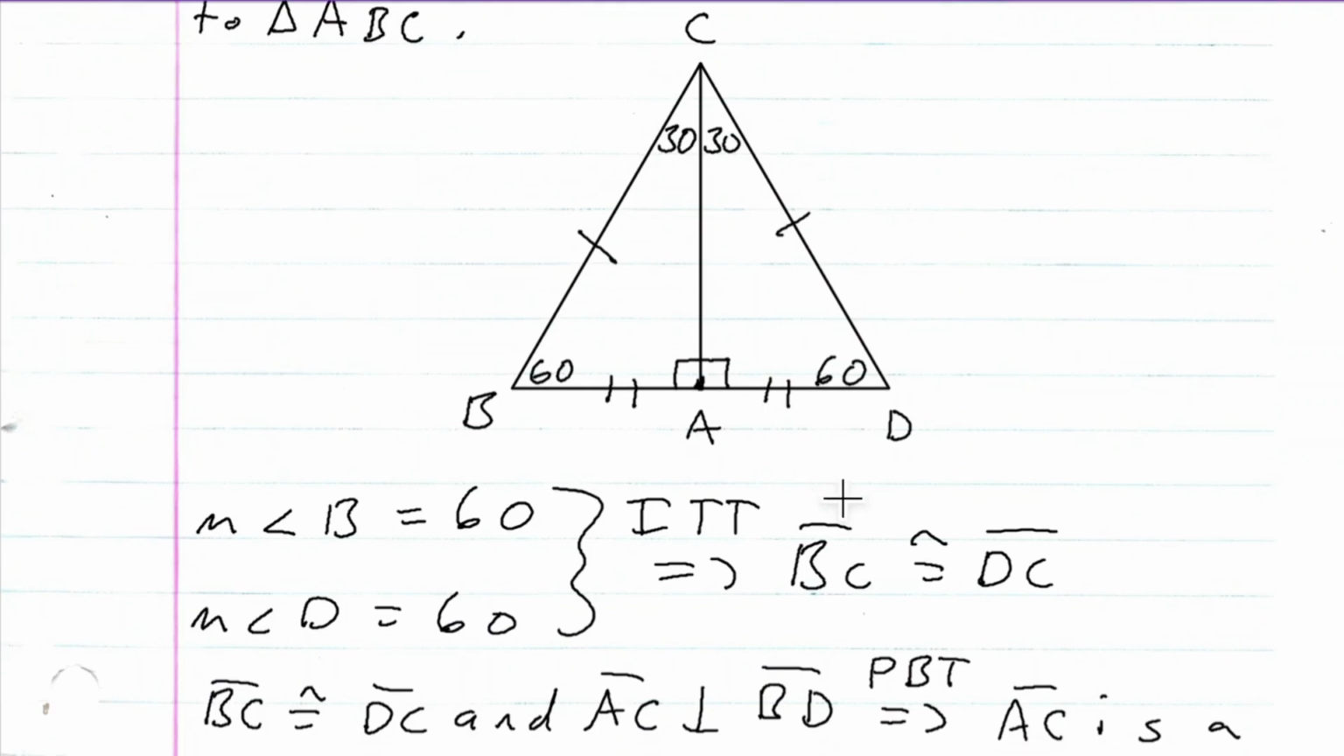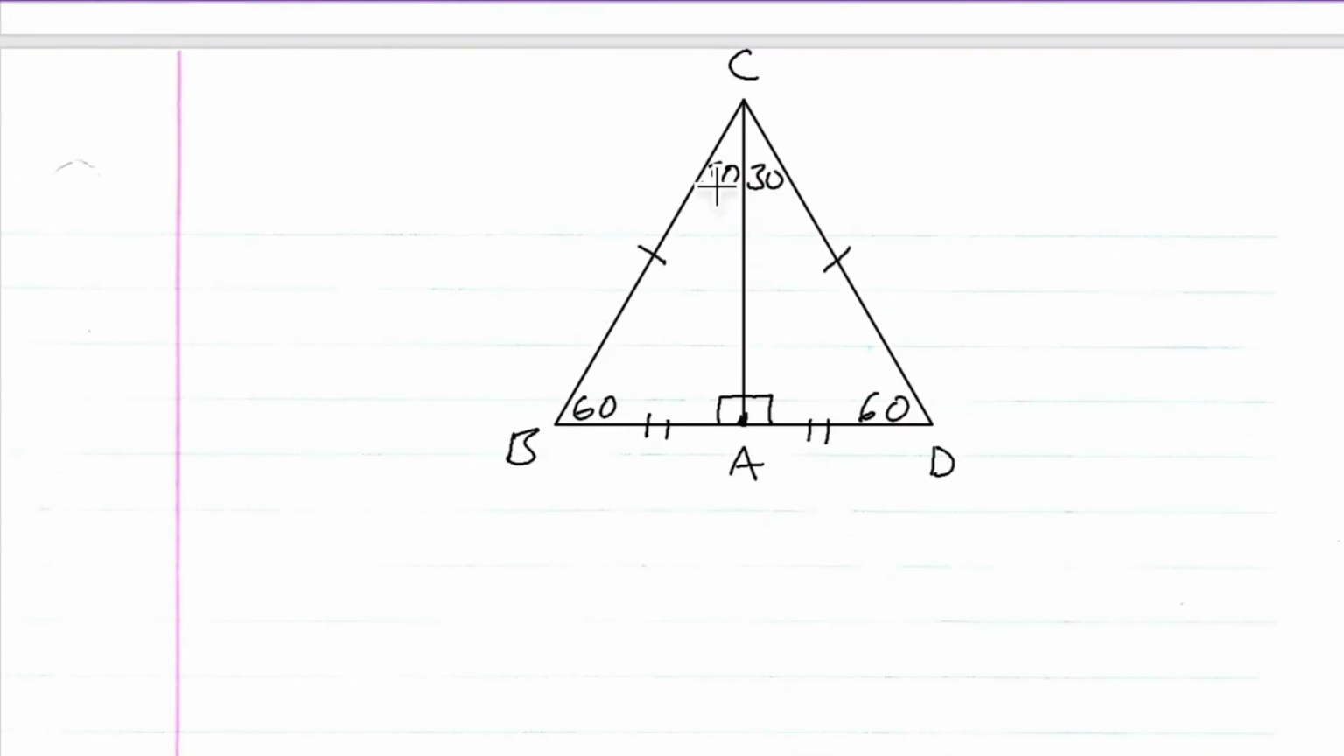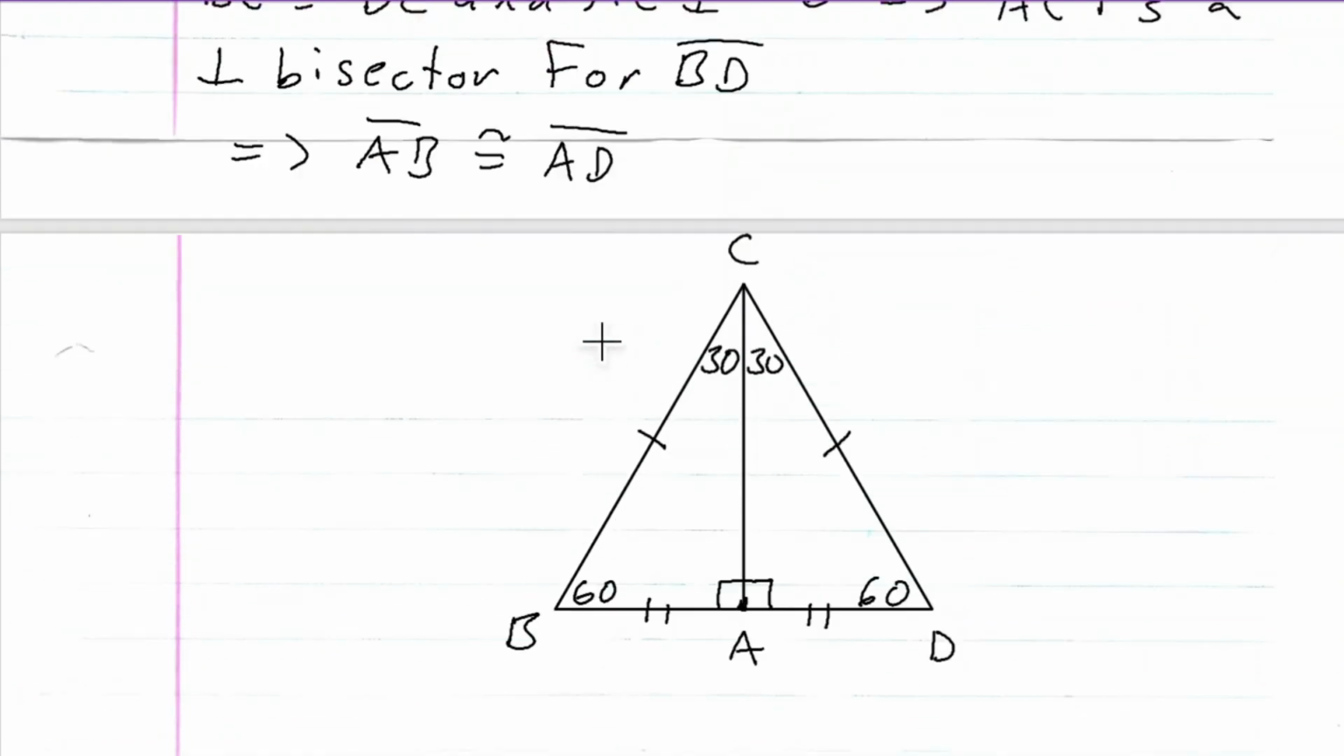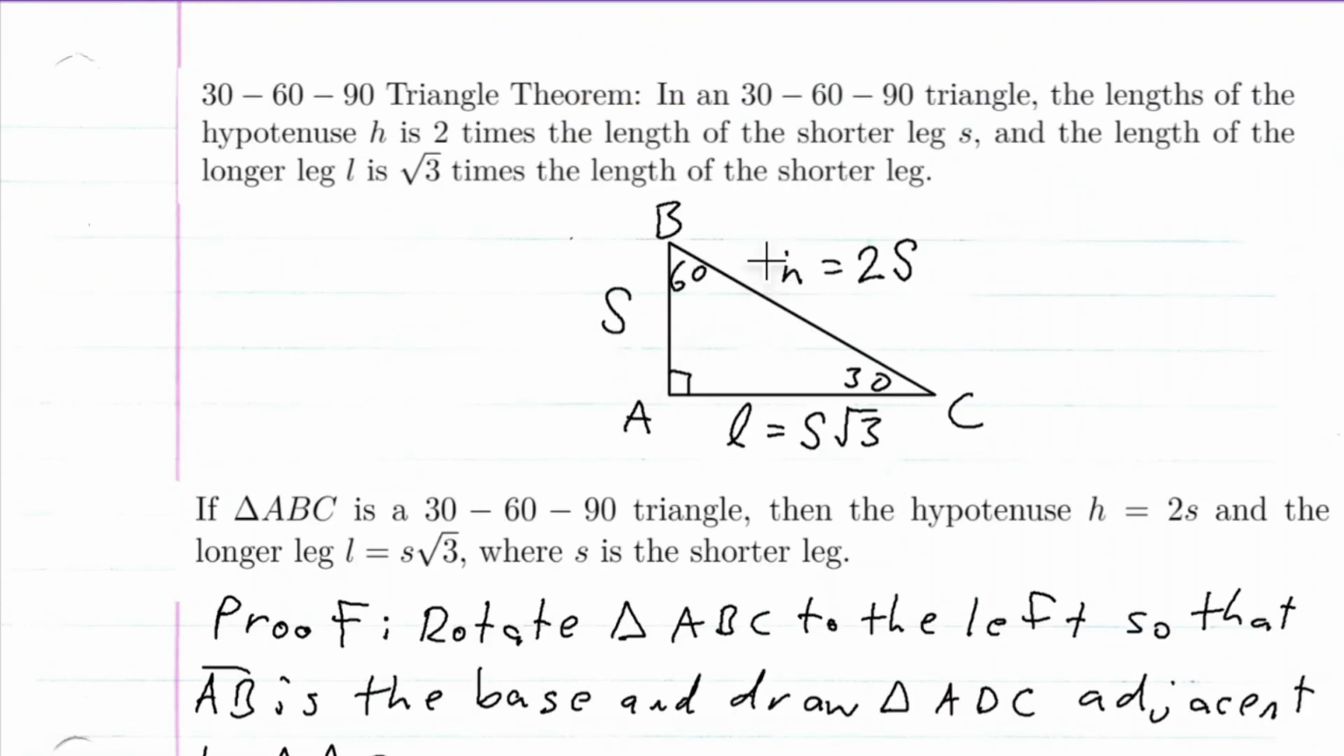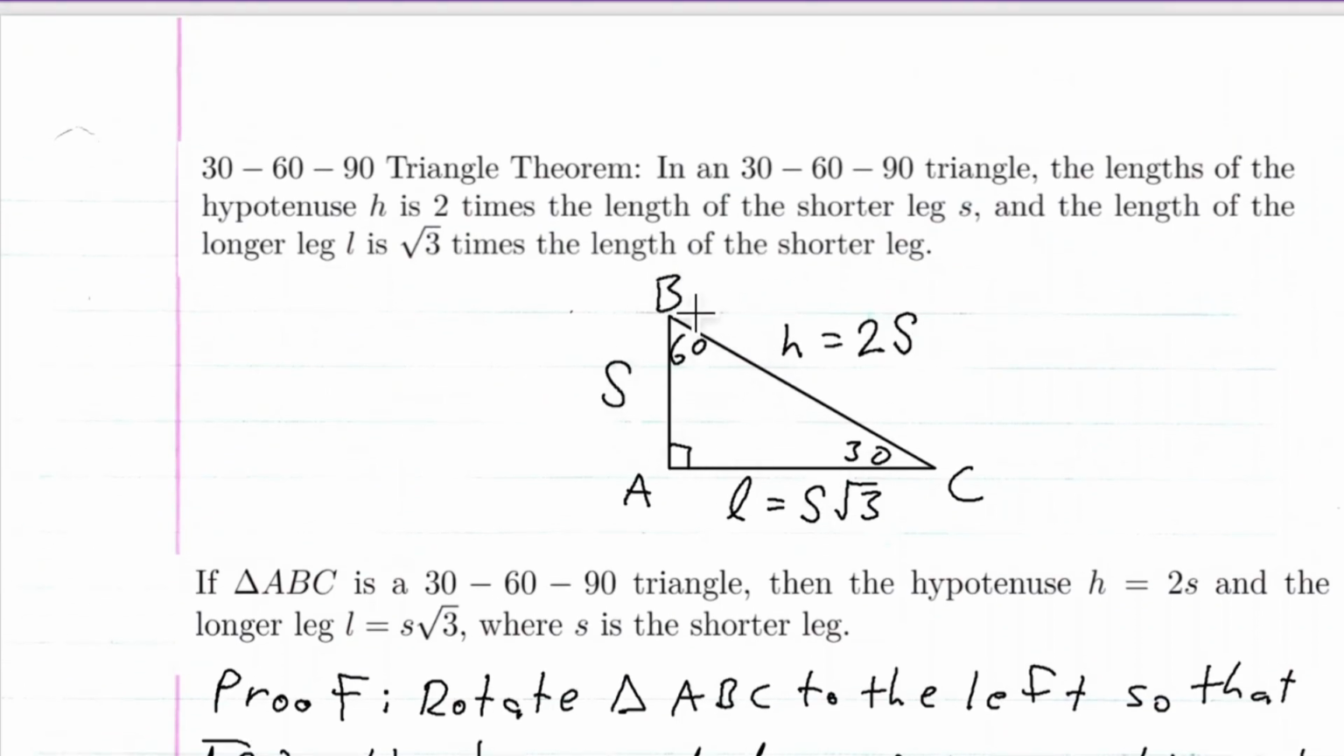Right? So, as you can see, I'm continuing the picture. So I have BC congruent to DC. I have AB congruent to AD. So now I'm going to actually start labeling them accordingly, where I'm going to label each hypotenuse H, the longer leg L, and the shorter leg S. And I'm going to try to get it to where H is equal to 2S and L is equal to S times the square root of 3 to complete this proof.